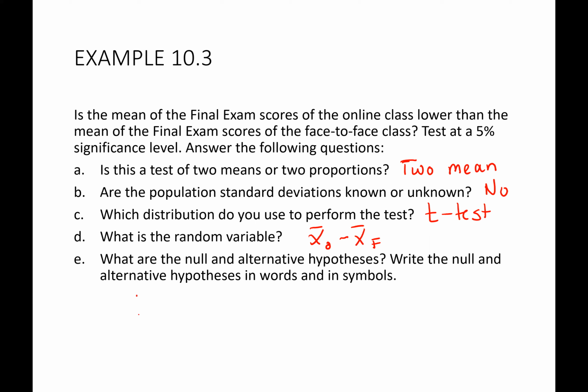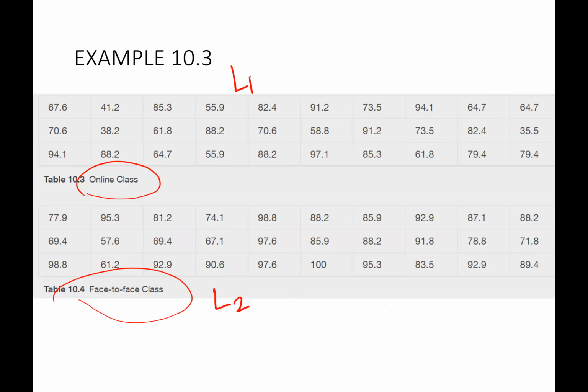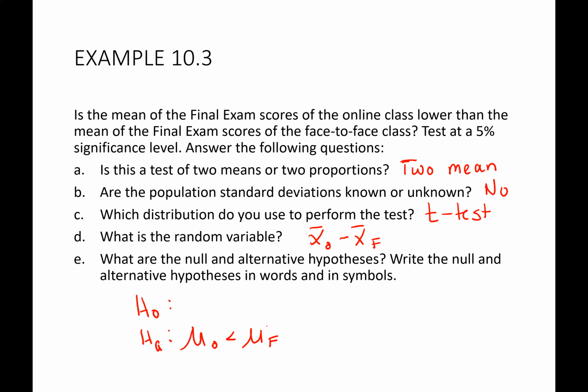And my null hypothesis and my alternate hypothesis would be what? Well, he thinks that the face-to-face class scores better than the online class. And I do need to make sure that I have this in the correct order from what I put into my calculator. So I put L1, that's my online data, so I need to make sure that the data in L1 is less than the data in L2. So the null hypothesis would be that they're either not different or they're the same, or that the online class scores better. You could make this greater than or equal to, or it could just be equals, that there's no difference in the two.